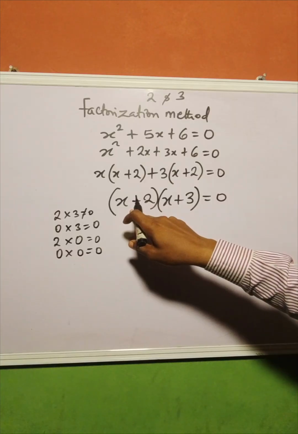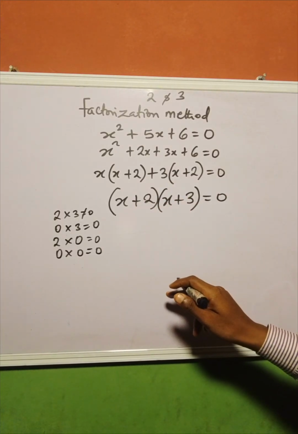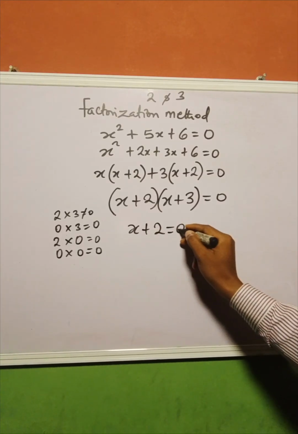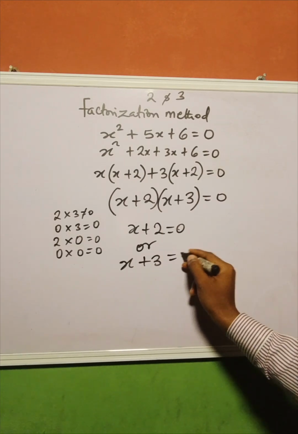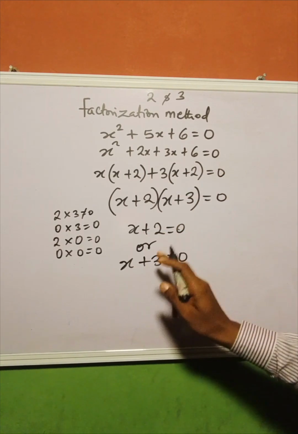Meaning this bracket is multiplying this bracket. One of them must be 0. Okay, one of them must be 0. So that's why we use or. X plus 2 is 0, or x plus 3 is 0. So it could be both of them. It could be this or this. So you're going to get two answers.